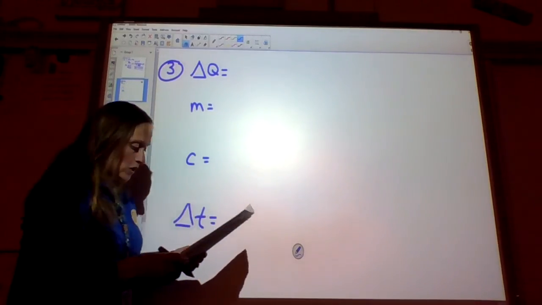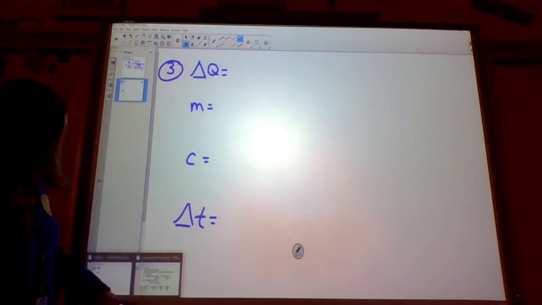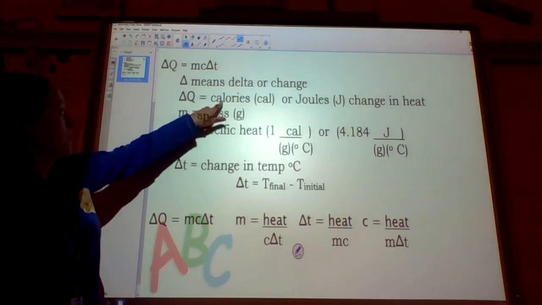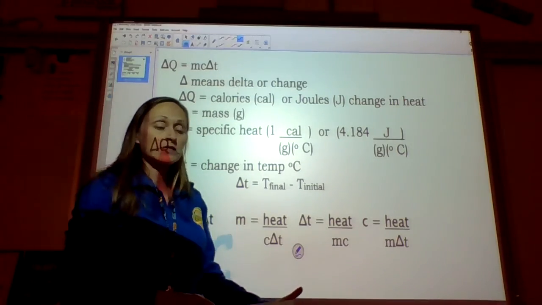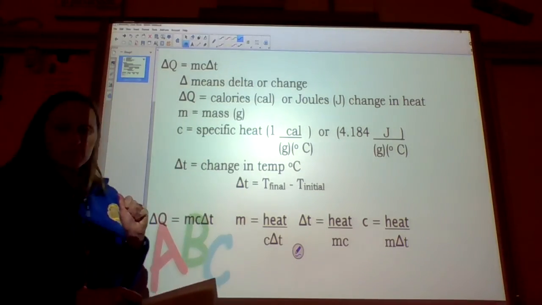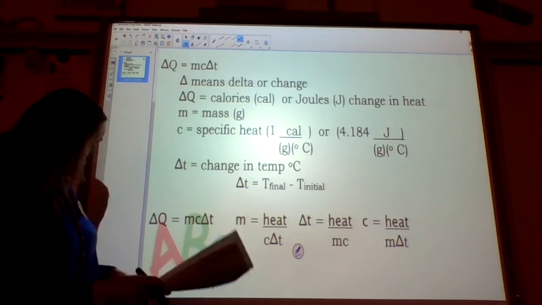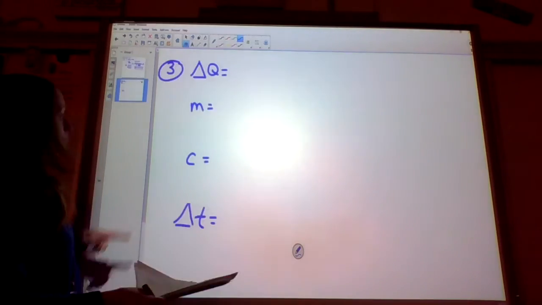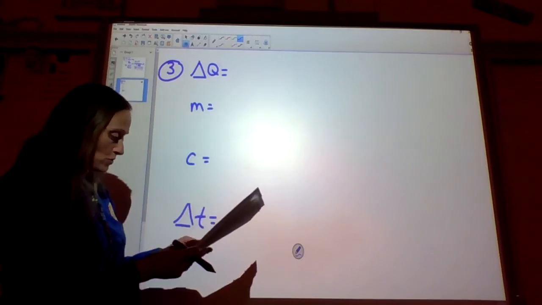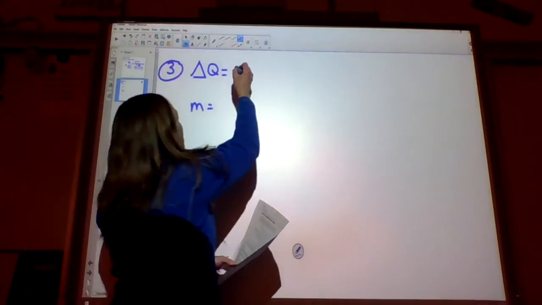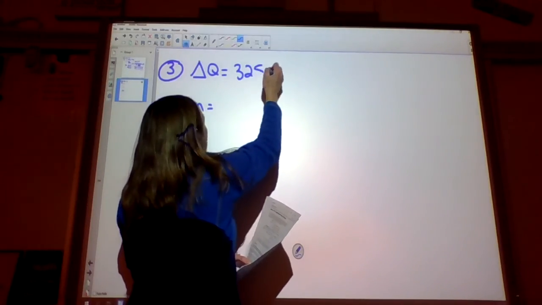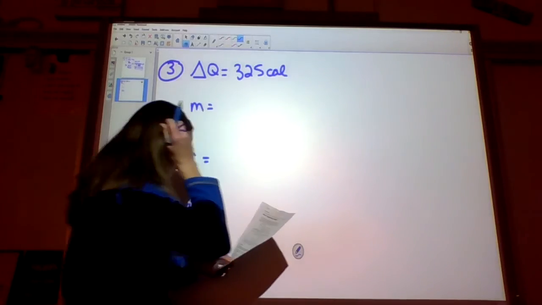Okay, so we know delta Q is going to be calories. So are we given calories in here or joules? Yes, we're given calories. If we were given joules, then we would write joules or numbers per joule. But since we're given 325 small cals, that will go here.